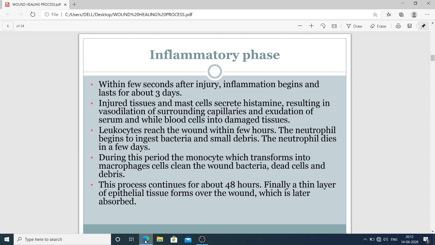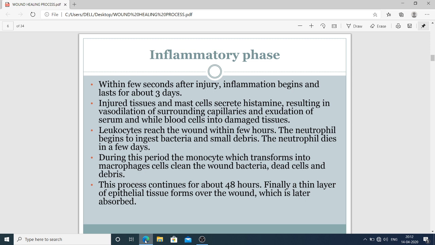The first one is inflammatory phase. What happens in this phase? Within a few seconds after injury, inflammation begins and lasts for about 3 days. From the time the injury occurs, it begins and goes up to 3 days. Injured tissues and mast cells secrete histamine, resulting in vasodilation of surrounding capillaries and exudation of serum and white blood cells into damaged tissues. First of all, we are going to learn the meaning of mast cells.